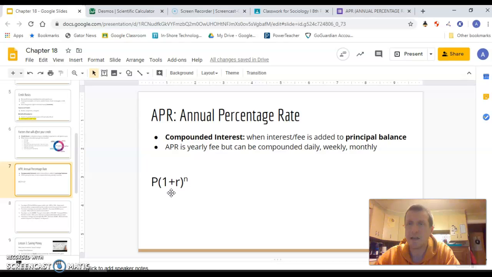Like for instance, 1% you would write as 0.01. 10% is 0.10. So it has to be in decimal form. And n, this exponent here, is supposed to represent the number of years that the money is going to be having interest added to it.